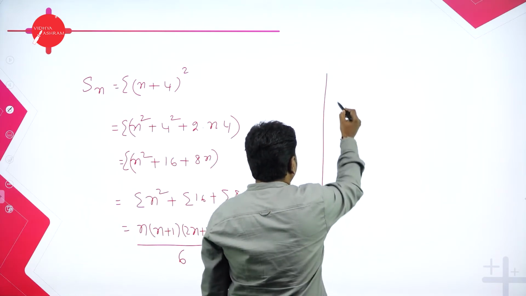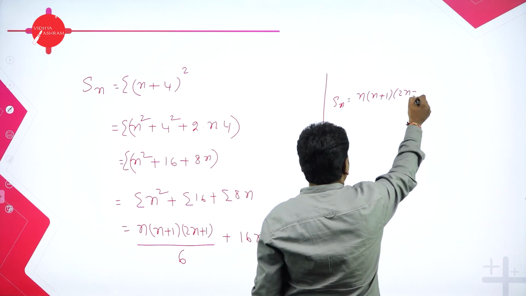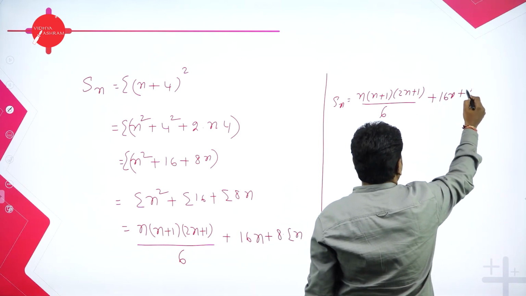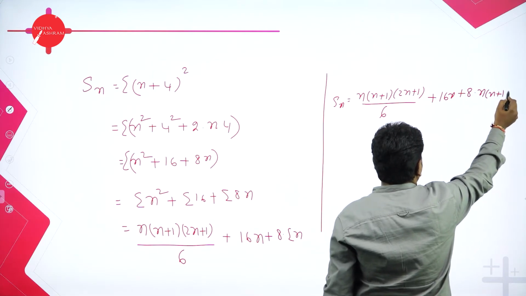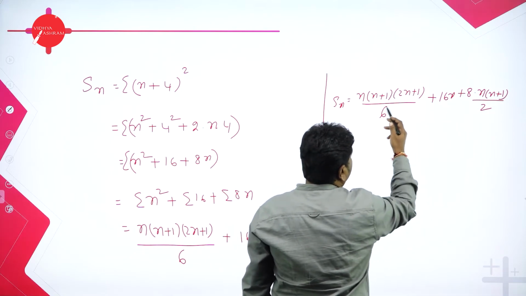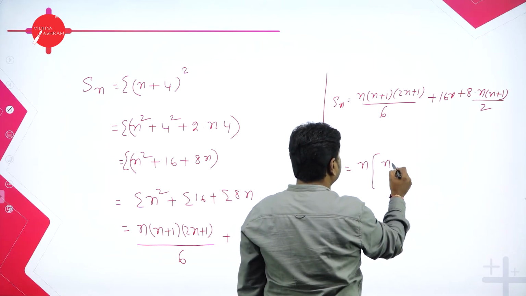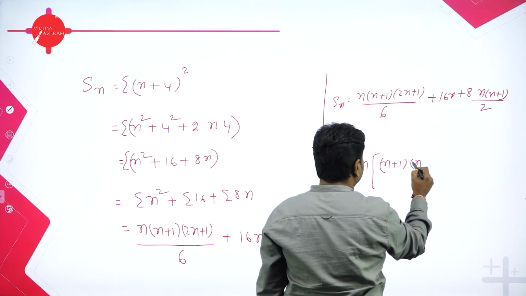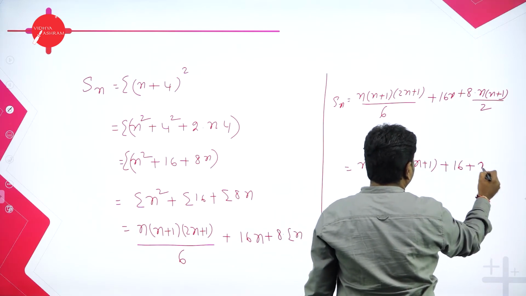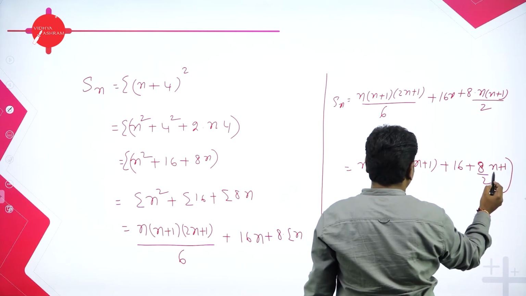That is Sn equals n into n plus 1 into 2n plus 1 by 6, plus 16n, plus 8 into sigma n, which is n into n plus 1 by 2. Simplify this. Here you can see n into n plus 1, in all the terms n is common, so you can take n common. Remaining, I am left with n plus 1 into 2n plus 1, plus 16, plus 8 by 2 into n plus 1, and this is by 6.